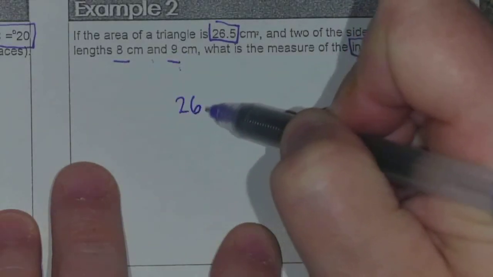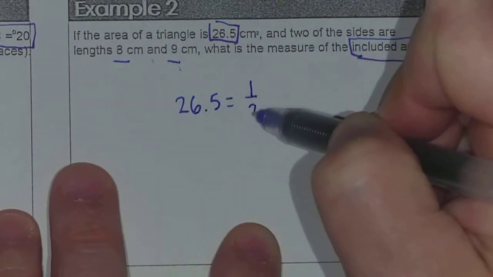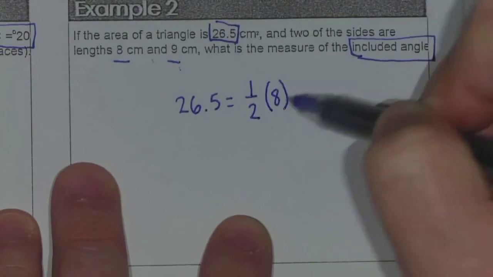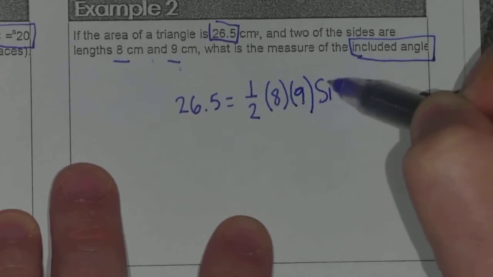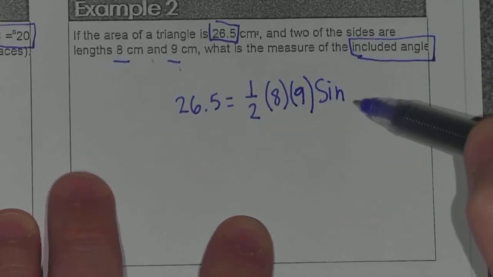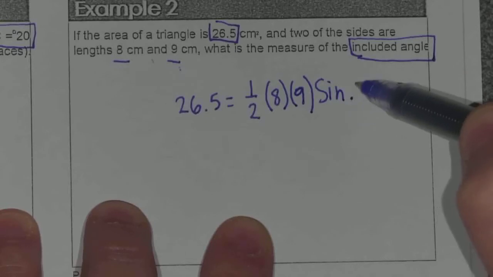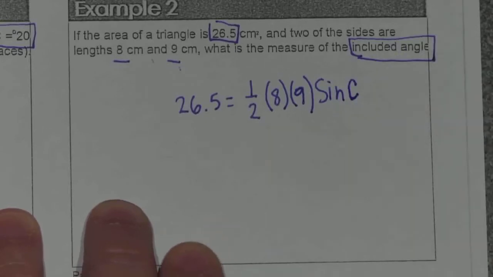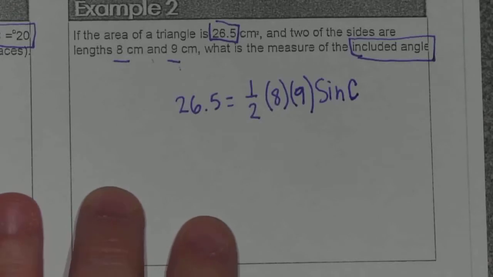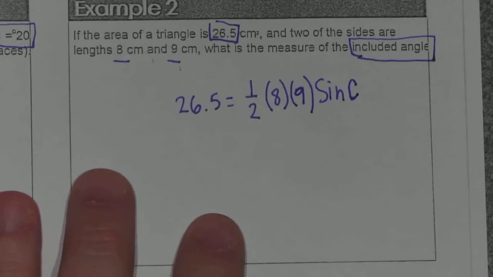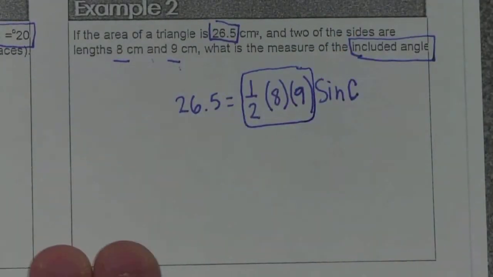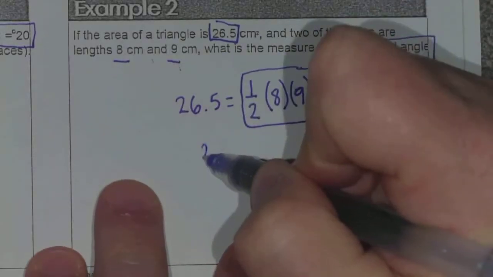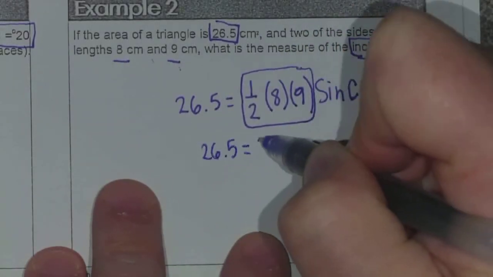But I know that the area is going to be equal to 1/2 the first side times the second side times the sine of the angle. What letter do you want to call the angle? Theta. Okay, I'm all right with C, whatever you want to do. You could totally have called it theta if you wanted to, but really we're just solving for the angle. So, can you figure out what this number is right here? 1/2 times 8 times 9? It's 36. Yeah, it is 36.